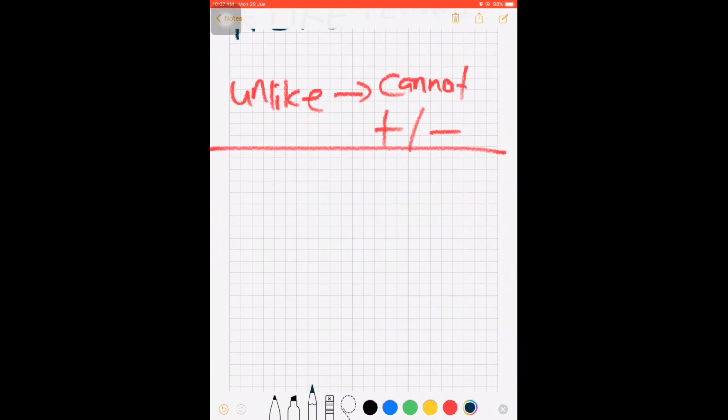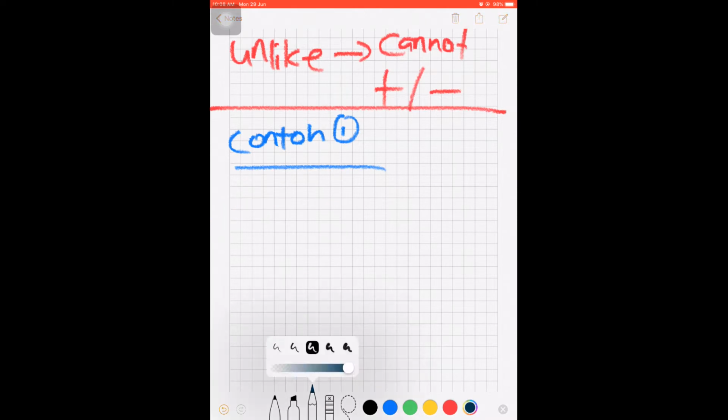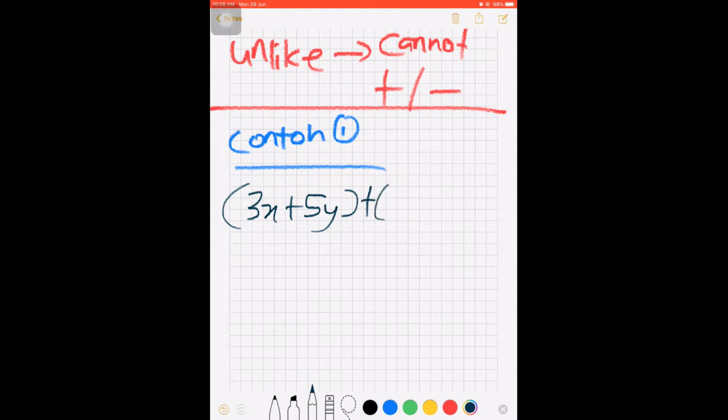Okay, so let's just try an example. Contoh, first example. Here 3x plus, tebal sangat lah ni pun. Can make this skinnier. Okay, 3x plus 5y plus 8x minus y minus 9.